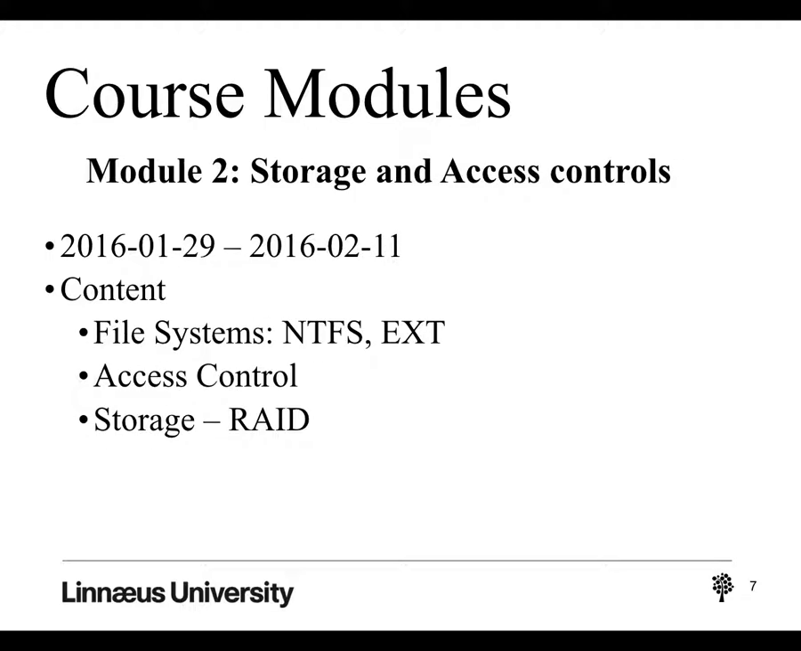The second module is around storage and access control, and it starts directly after the first module. Here we talk about file systems. You probably talked a bit about those before in the operating system course and other courses. But what's the difference between the Windows and the Unix or Linux file systems? We talk a bit about access control. How do we grant access for users or groups? And how do we group storage so we can get faster storage or redundant storage? We do that with the RAID systems.